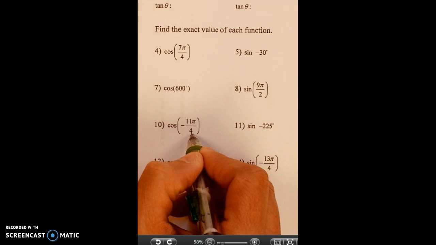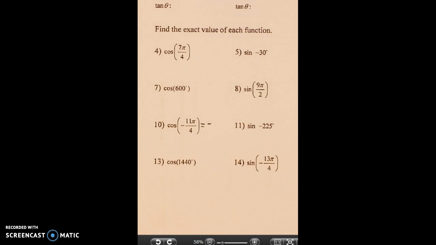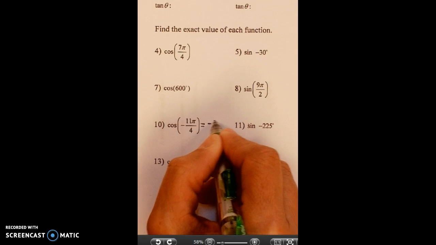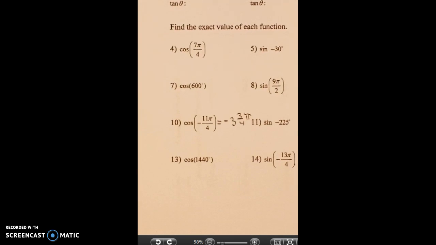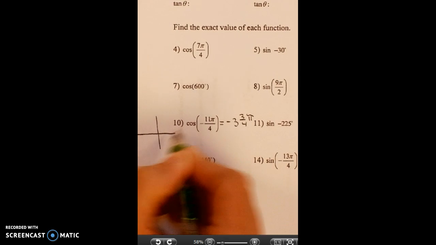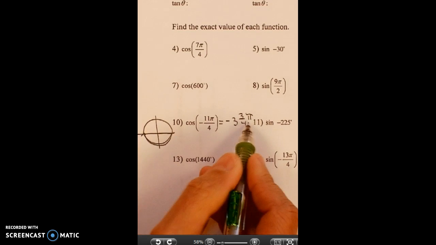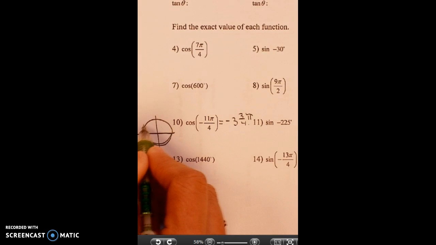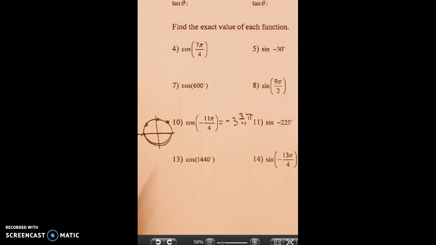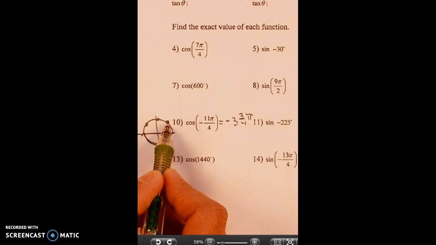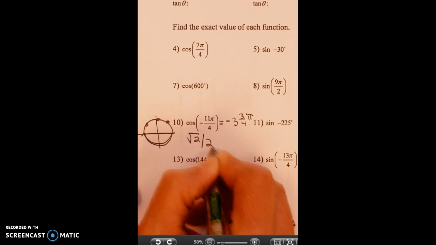So negative 11 over 4. First of all, it's negative, and I'm going to go ahead and change this to a mixed number. 4 goes into 11 3 times, and you have 3/4 left over. So again, let's draw a visual. This would be 1 pi, 2 pi, 3 pi, and then I have to go 3/4 more. So that would be 1/4, 2/4, 3/4. That point right there, again, if you go look at your unit circle, corresponds with a 45-degree angle, which means my x value is radical 2 over 2.